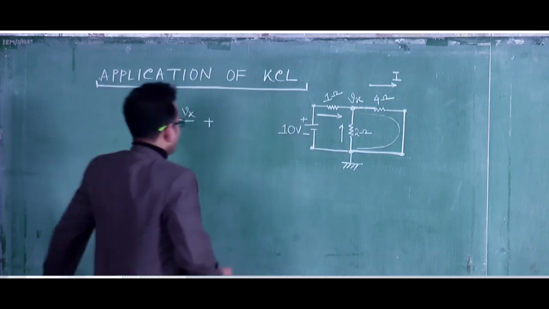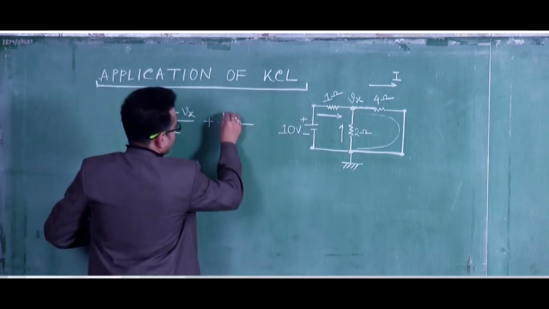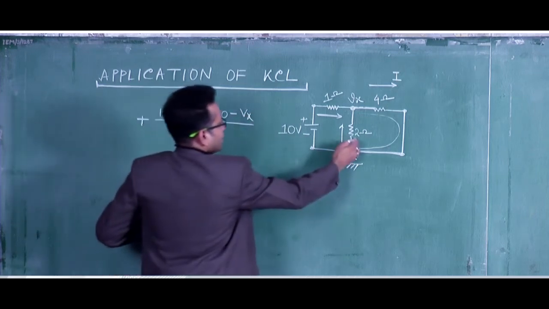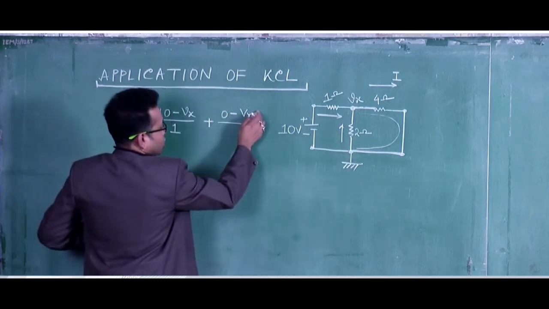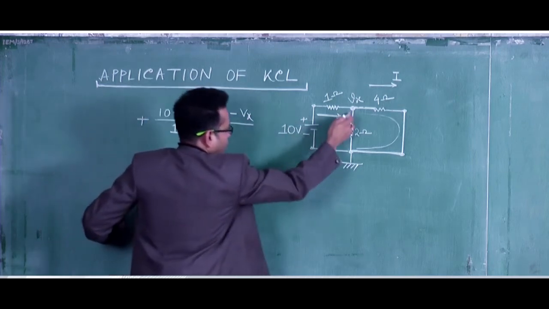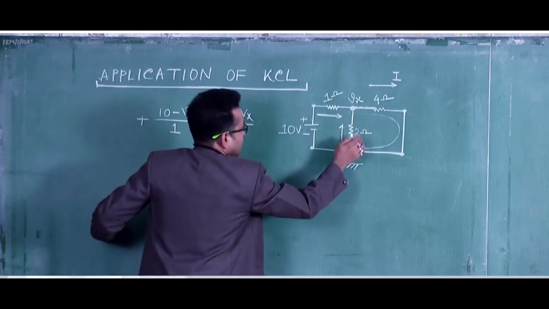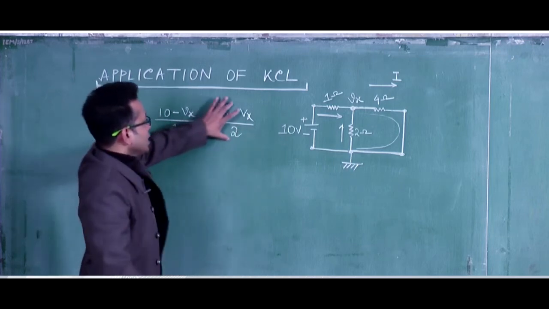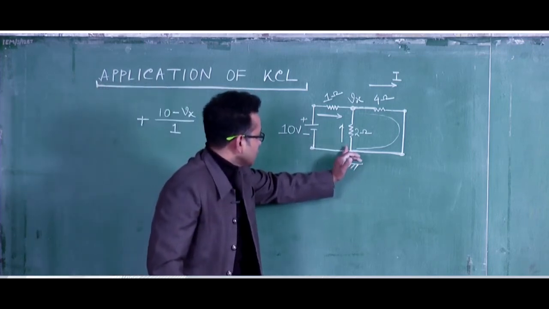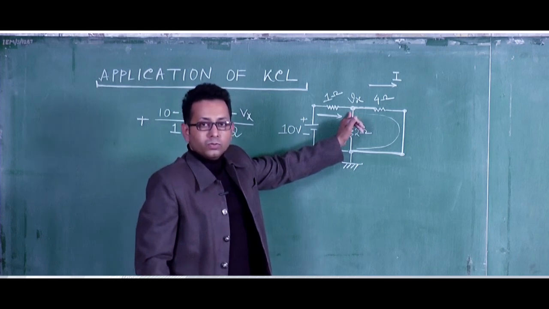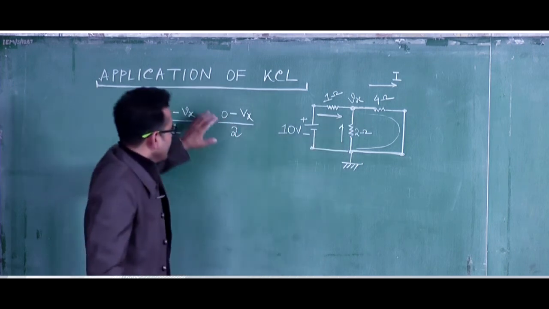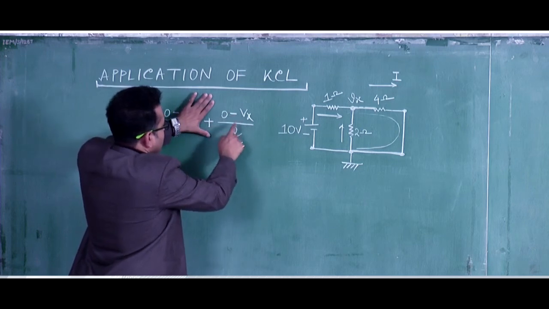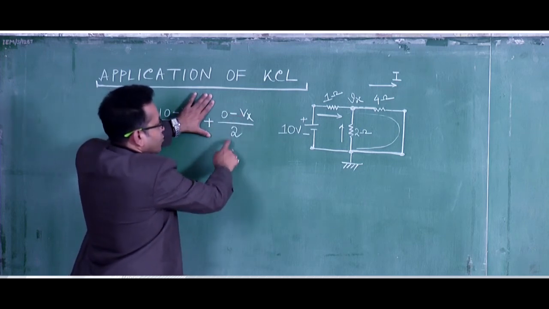So what will be the potential difference? That means 0 minus Vx by this impedance. So this potential difference for this branch will be divided by the impedance of this branch, that is 2 ohm. So this is the current which is flowing from this side to this node. Clear? So ultimately if you consider this thing, that means minus Vx by 2.